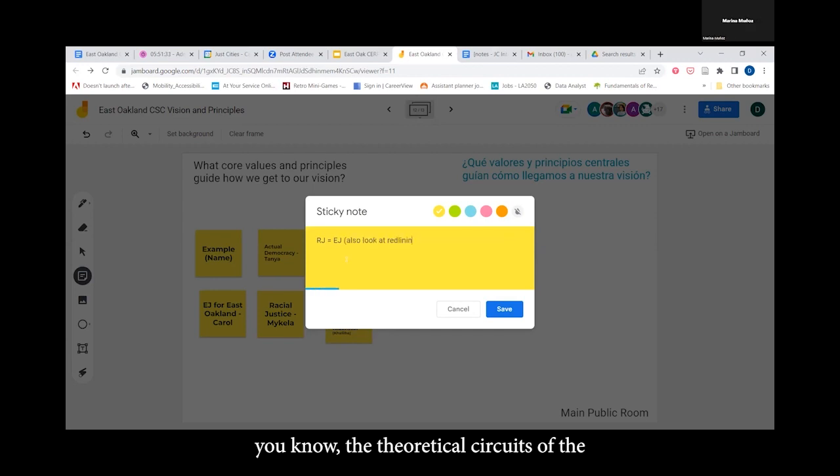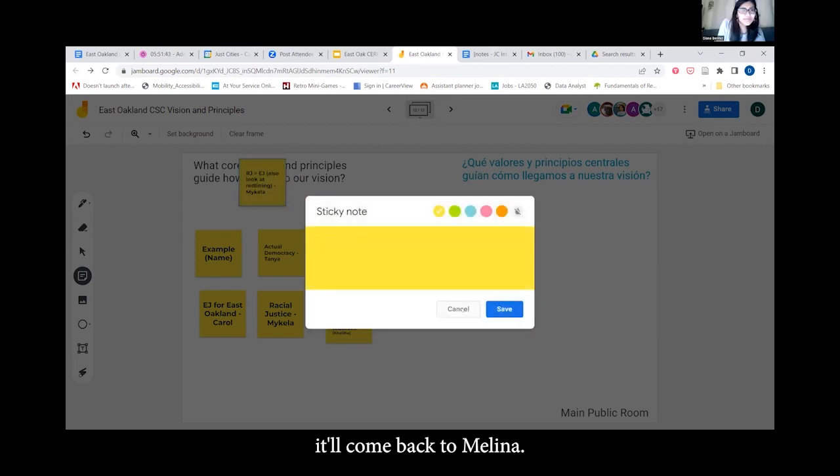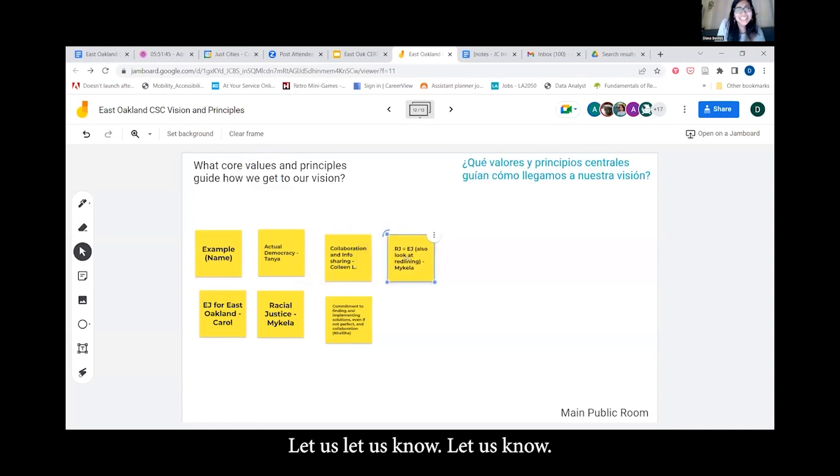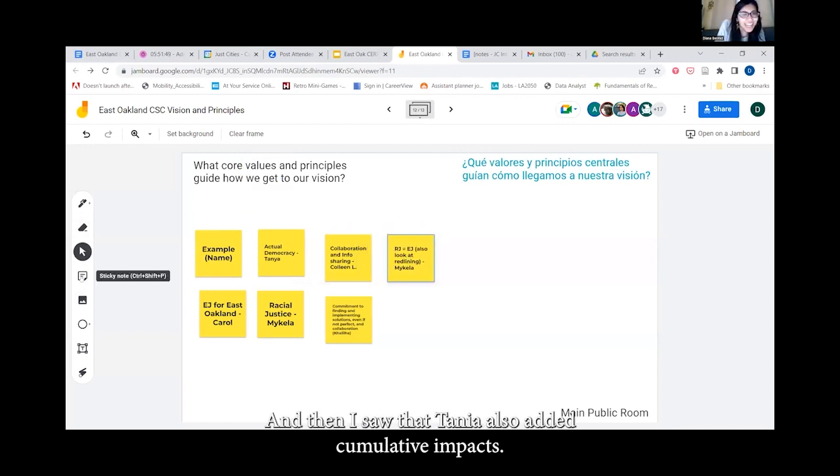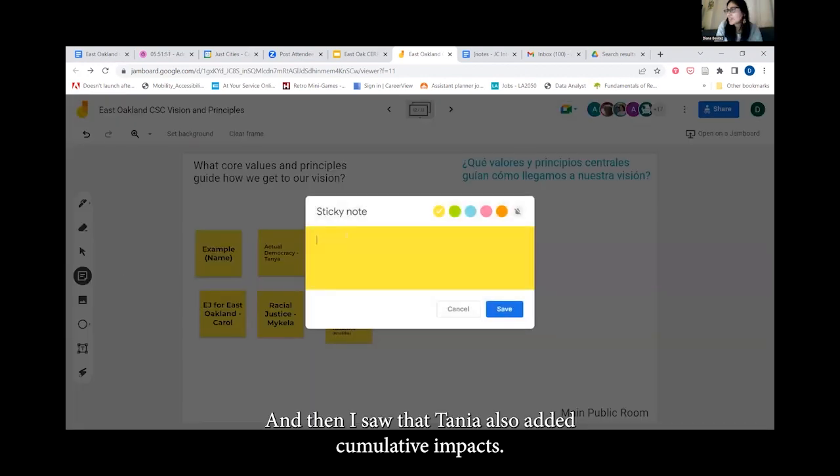Quiero decir otra cosa que se me olvidó. I was going to say something else, but I forgot. It'll come back to you, Marina. Let us know. And then I saw that Tanya also added cumulative impacts.